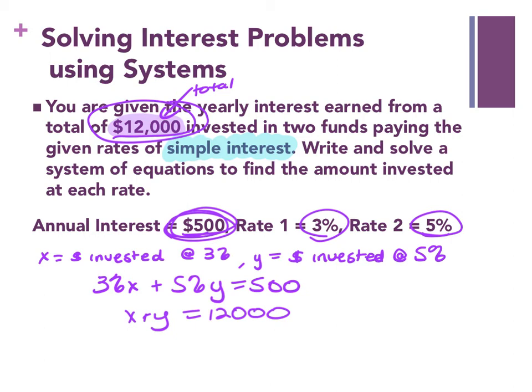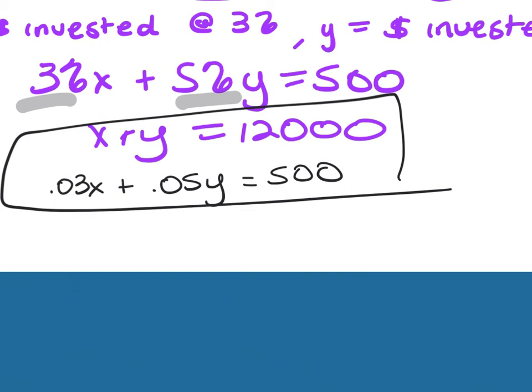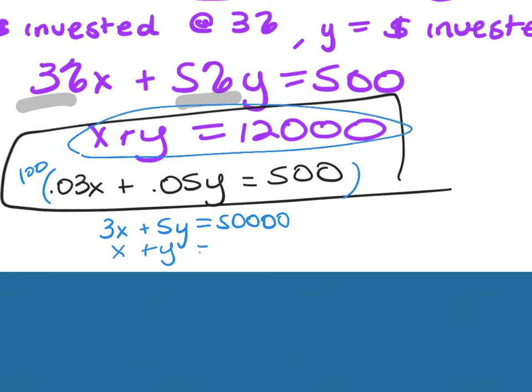But now I have a system of equations. So I'm going to first convert this into decimals. This would be 0.03x plus 0.05y equals 500. And then this is my system. So if I want to get rid of the decimal this time, what do I have to multiply by? 100. And it goes all the way across the equal sign, and that's what people mistakenly forget to do. So this would be 3x plus 5y equals 5,000. Nope, 50,000, because I need two zeros added on. And then the other part of my system is x plus y equals 12,000.